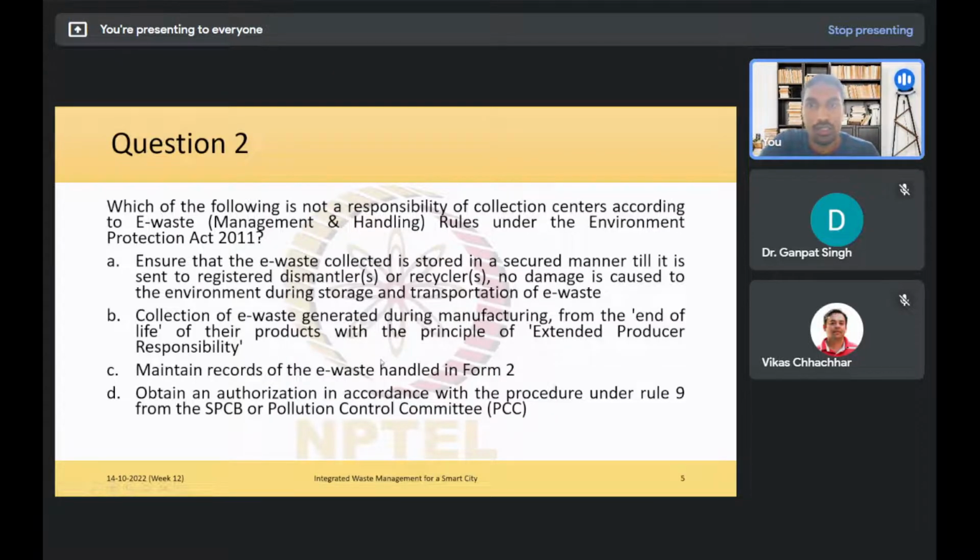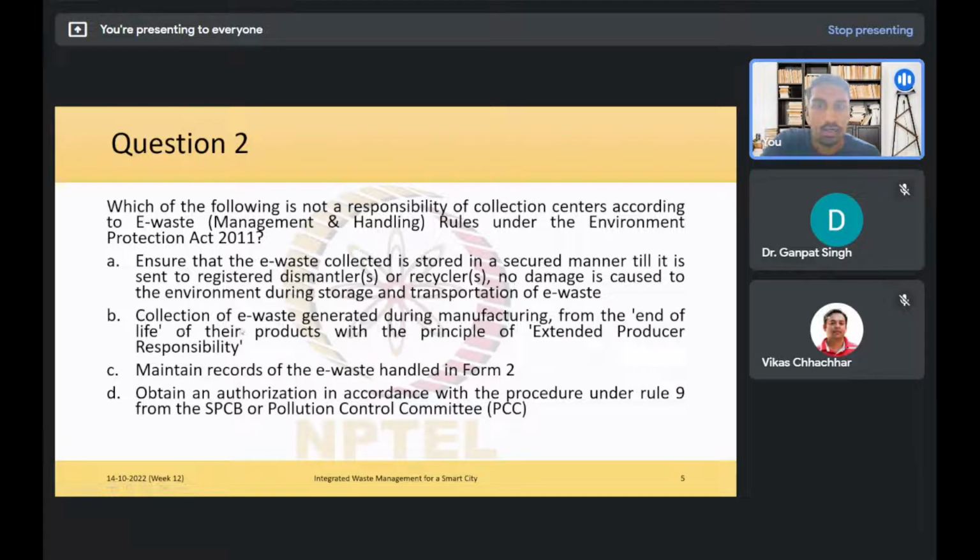So question 2 is, which of the following is not a responsibility of collection centers according to e-waste rules under the Environment Protection Act 2011? The options are: A, ensure that the e-waste collected is stored in a secured manner till it is sent to the registered dismantlers or recyclers, and no damage is caused to the environment during storage and transportation of the e-waste.